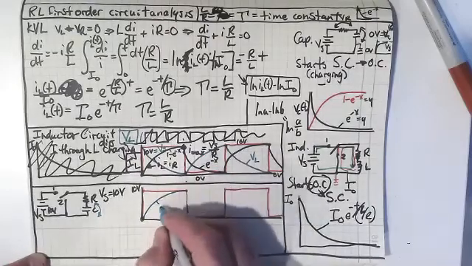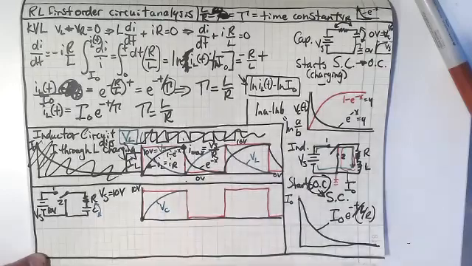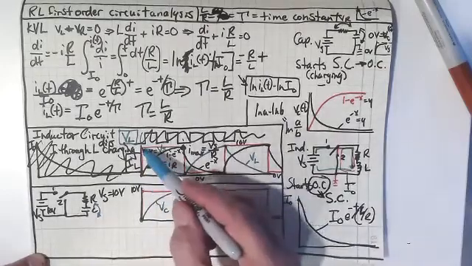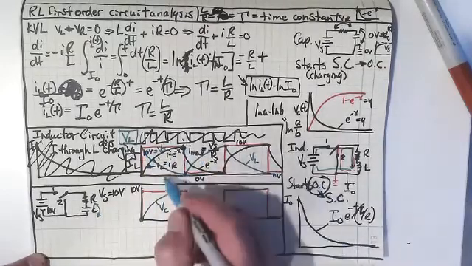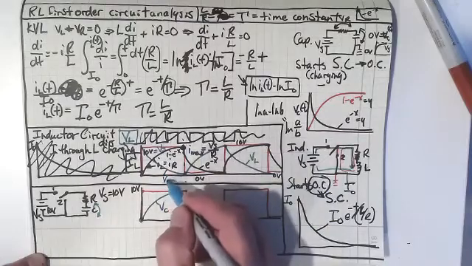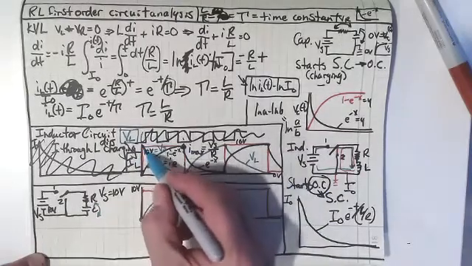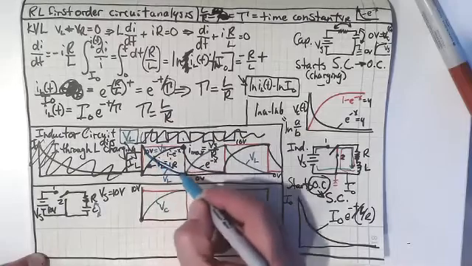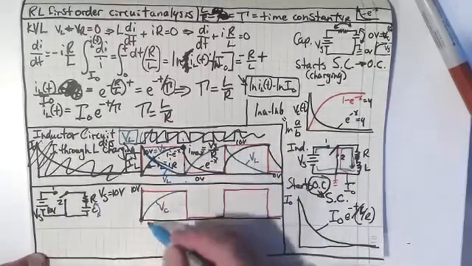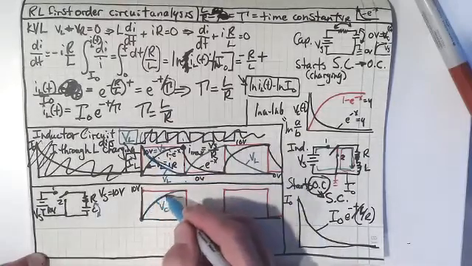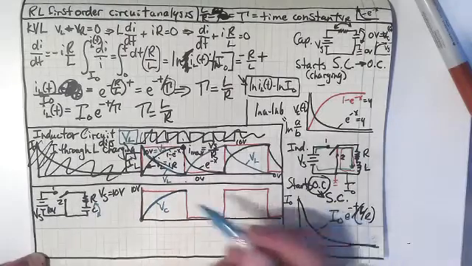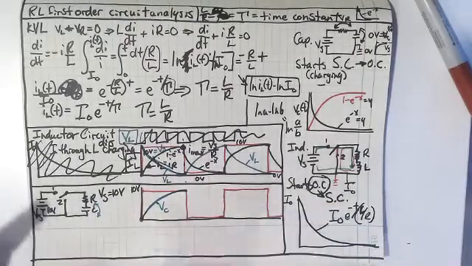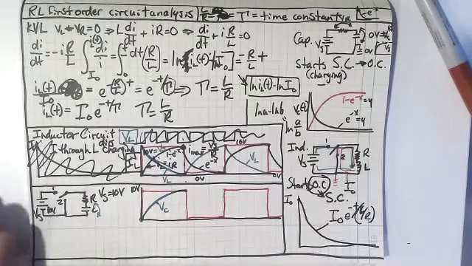So this is going to be V sub C. Doesn't look very much like V sub L, does it? That's V sub L. V sub L starts and comes down like that. Whereas V sub C, since it starts as a short circuit and ends as an open circuit, looks like that.